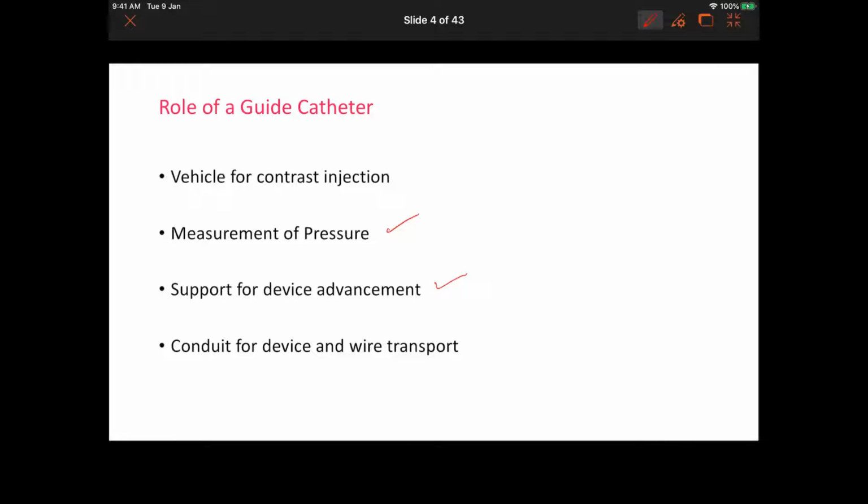It helps as a support for device advancement. Whenever you do some intervention, we need a platform, we need a route, a tunnel through which we can take that thing directly to the respective target vessel. And definitely it is a conduit for device and wire transport. So guide catheters can be used to insert various percutaneous closure devices, or they can be used to carry wires as a rail, so that we can carry balloon catheters and stents into the vessel. So this is what our guide catheter or the diagnostic catheter's role is.